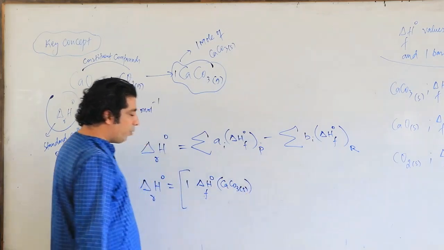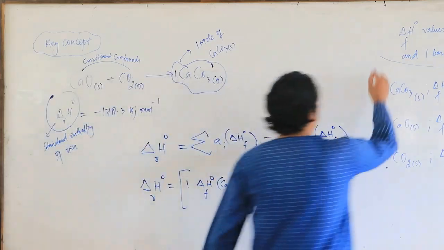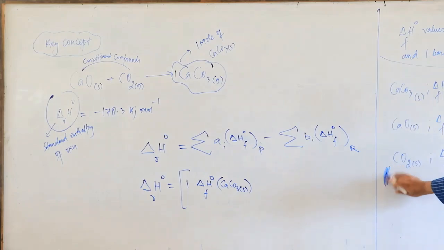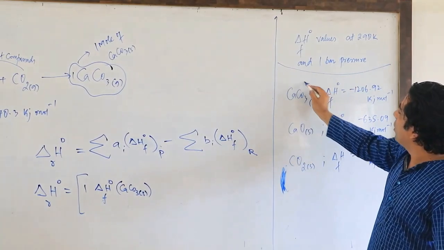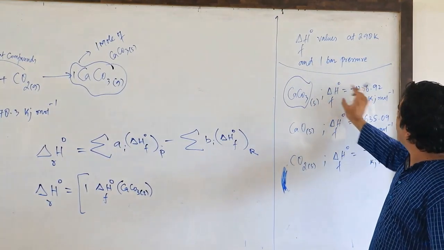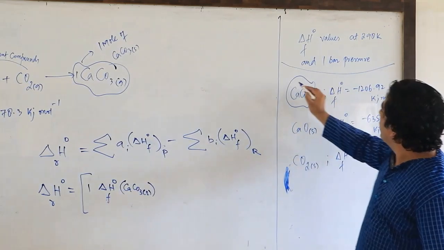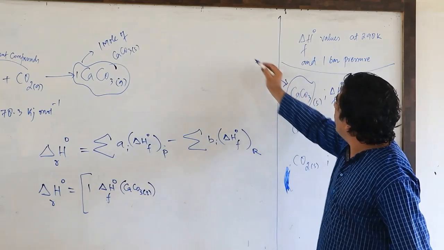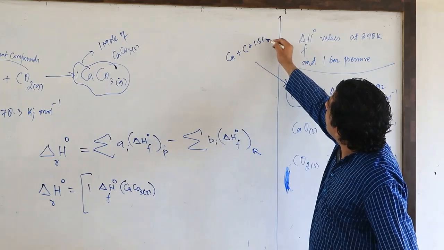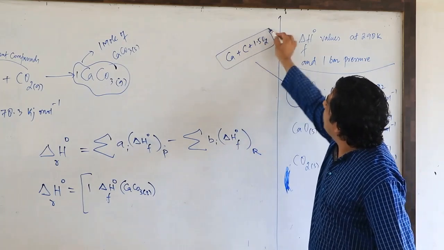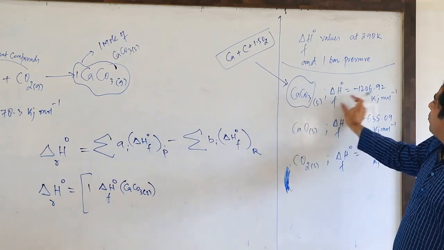Now you will think, where from should I take this value, because it's not given here. So have a look here. I have already written some values for you. Delta HF naught values at 298 Kelvin and 1 bar pressure. So for calcium carbonate, what is the delta HF naught value? Minus 1206.92 kilojoules per mole. Calcium carbonate will be made from calcium plus carbon plus 1.5 times O2. When these react, they give calcium carbonate, and at that time delta HF naught will be this much.